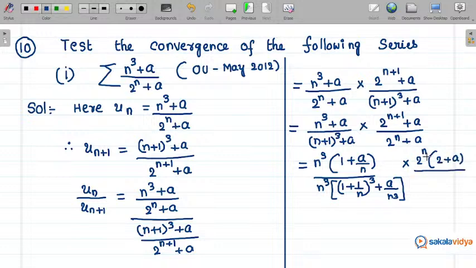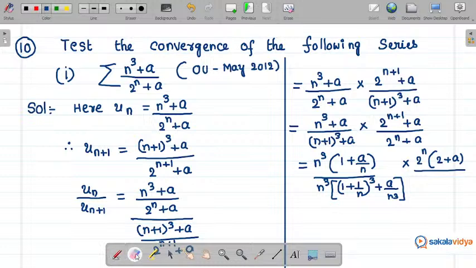Multiplied with 2 to the power of n plus 1 plus a. Here carefully let us take out common. This 2 to the power of n plus 1 is 2 to the power of n into 2. Taking 2 to the power of n common, we have 2 plus a upon 2 to the power of n, divided by 2 to the power of n common, we get 1 plus a by 2 to the power of n.